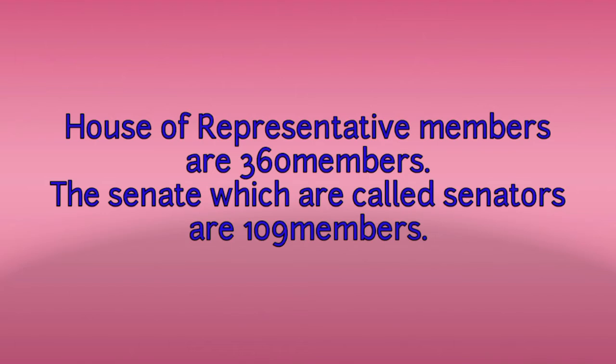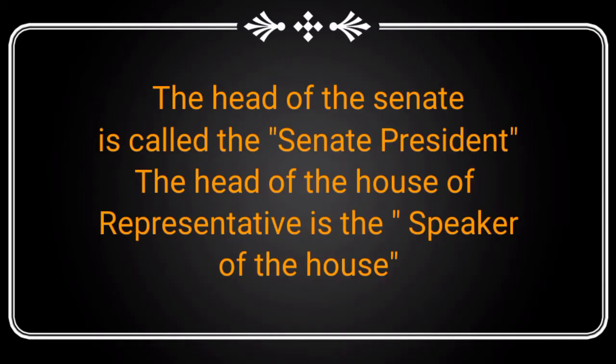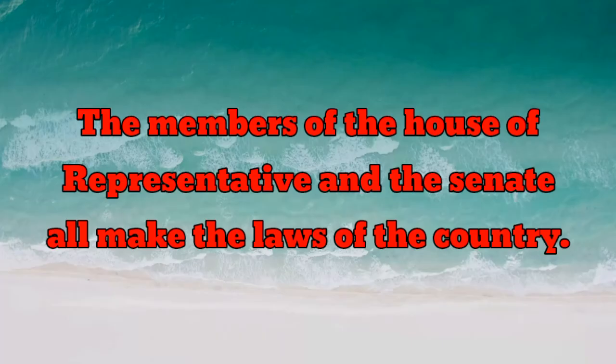Each state has 3 senators who are elected by the people of the state. The head of the Senate is called the Senate President, while the head of the House of Representatives is called the Speaker of the House. So when the National Assembly wants to make laws, both the House of Representatives and the Senate come together to agree on the law.